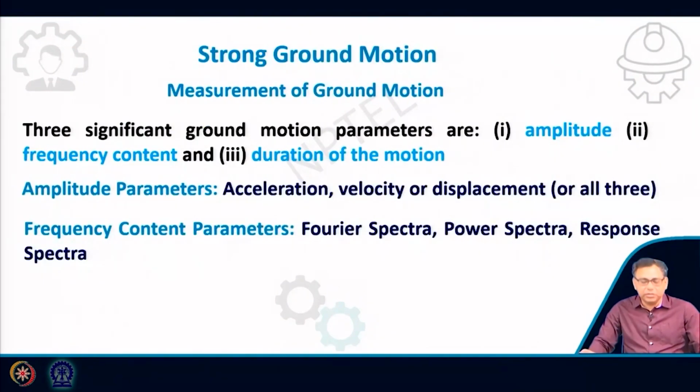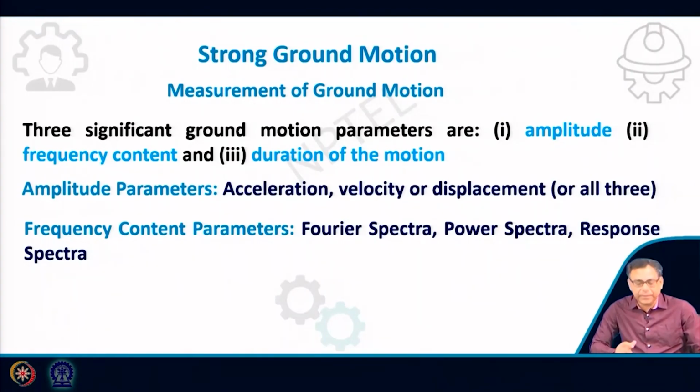Then in the next module, that is strong ground motion, module 2, we discussed how to measure the ground motion, and the three significant ground motion parameters. In addition to that, there are a few other parameters that I have already discussed, but the three significant parameters are amplitude, frequency content and duration of the earthquake. The amplitude parameters are acceleration, velocity and displacement. These are the major amplitude parameters.